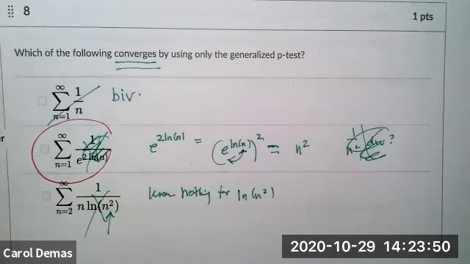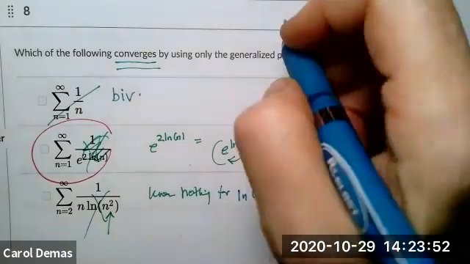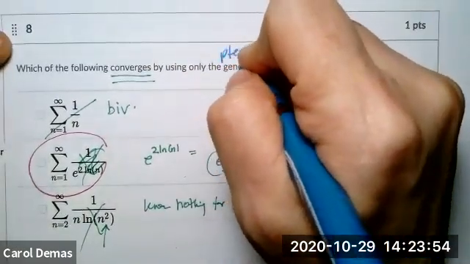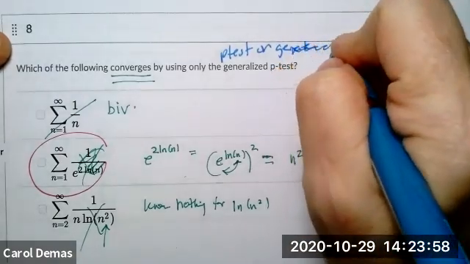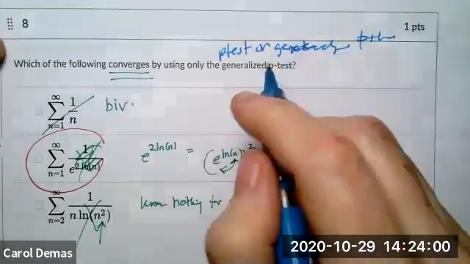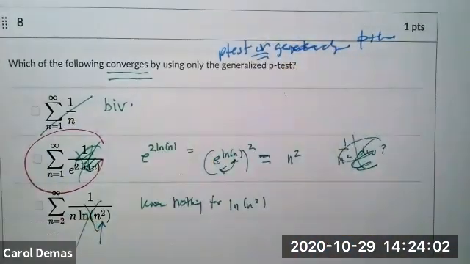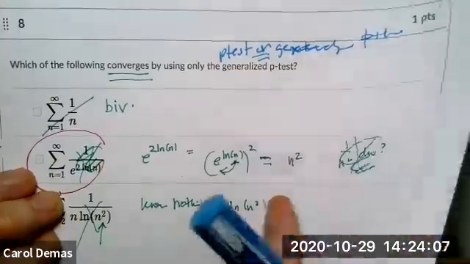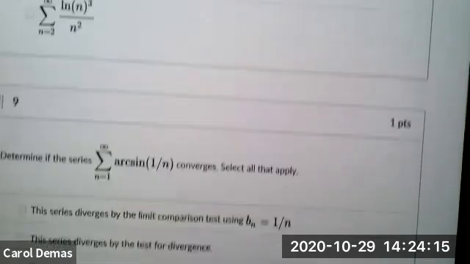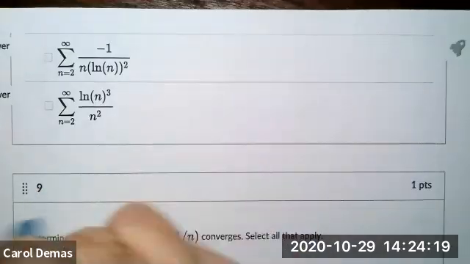You know what? He shouldn't have said generalized. He should have said p-test or generalized p-test. He doesn't write things properly all the time. I'm sorry about that. Wait, the bottom one, the 1 over n ln n squared, and that diverges? We didn't finish that one yet, because there's more. These two are both correct as well.